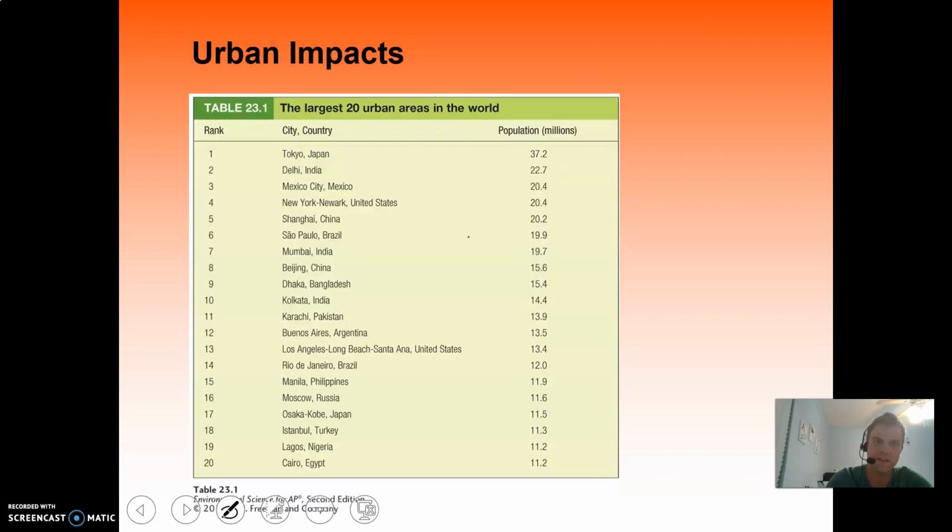You can see here the 20 largest urban areas in the world, with Tokyo, Japan, being by far number one, then Delhi, India, Mexico City. If you've ever been to New York City, that's number 4 on the list. So you know how crowded that is as number 4 on the list.